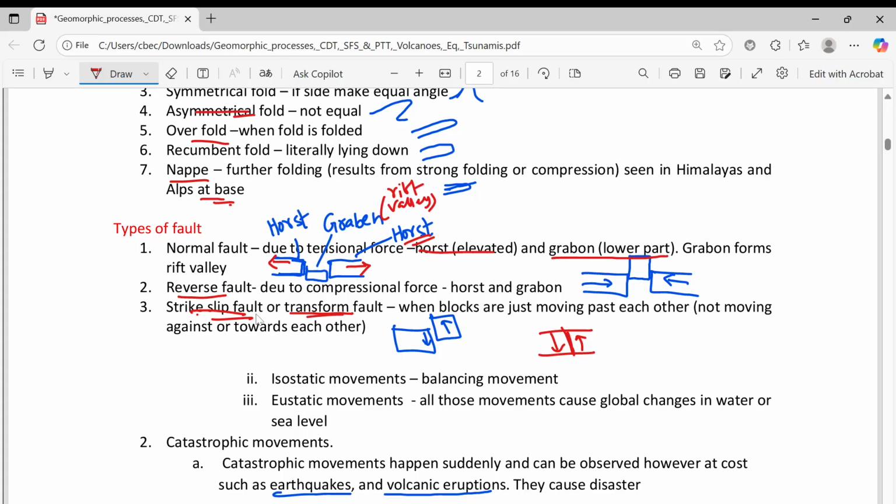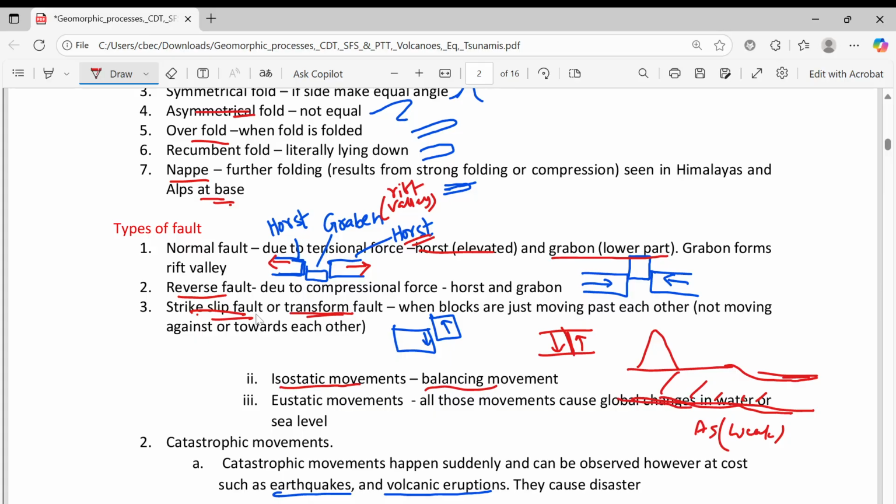Then after tectonic, I told in diastrophic movements, there is isostatic. This is balancing movement. For example, if you see the earth, in some places there is mountain, some places there are plains. But this is lithosphere. This is solid layer. Here asthenosphere is there, which is the weak semi-solid.